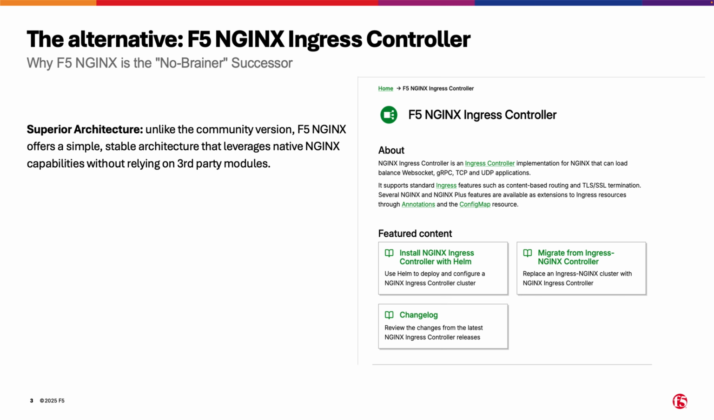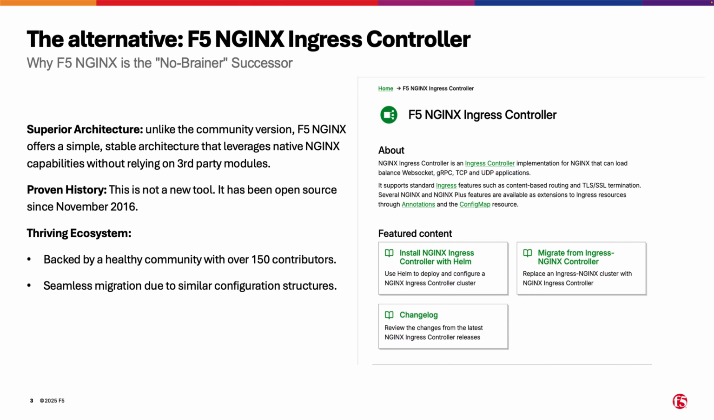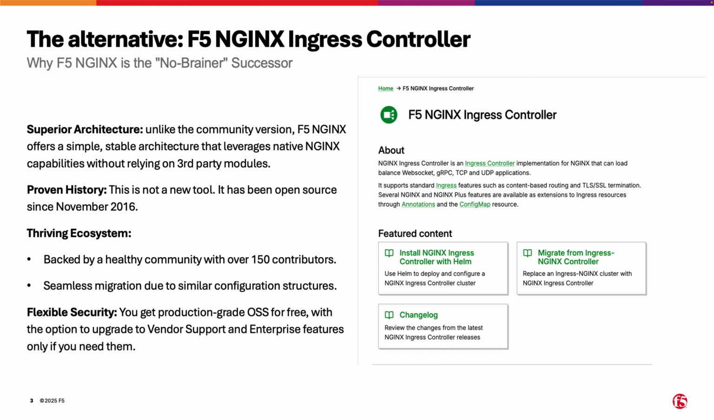It comes down to architecture and trust. First, the architecture is cleaner. The community version relies heavily on Lua scripts and third-party modules. The F5 version uses a stable Golang controller implementation that leverages native NGINX capabilities. This means fewer moving parts and better stability.